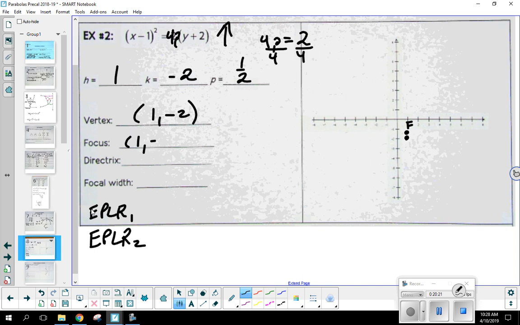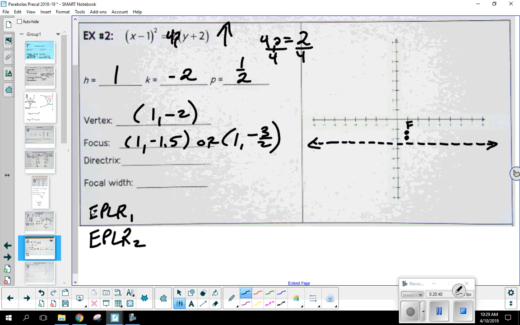Negative 1.5. Or you can say 1, negative 3/2 if you wanted to keep the fraction, because I know we all love fractions. Now, we went up to find the focal point, so we're going to go down a half unit to get the directrix.